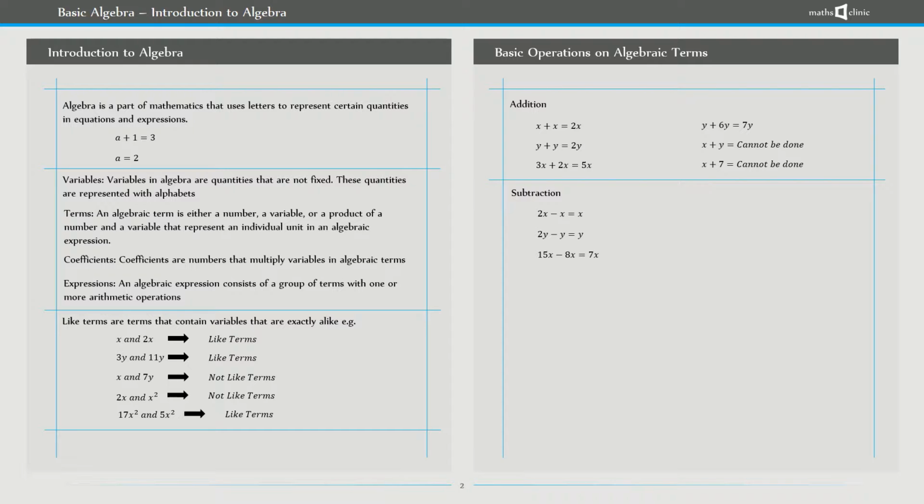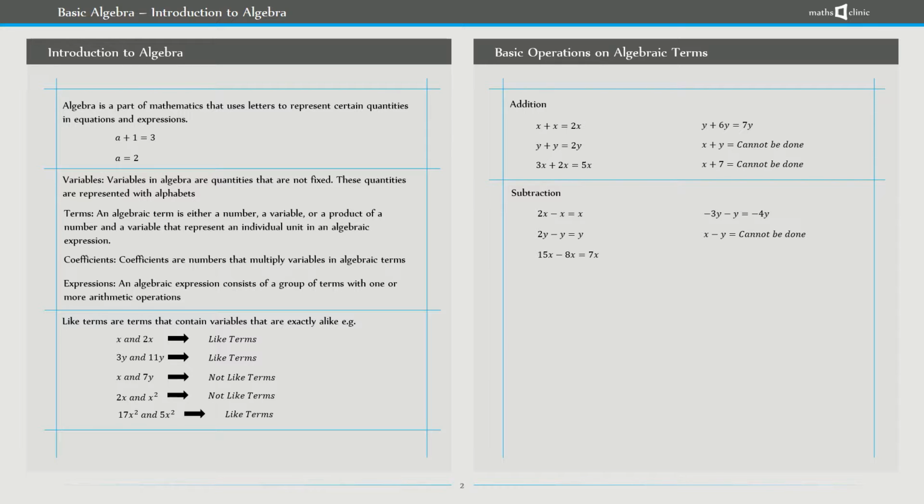Now, what if you had 2y minus y? It gives you y. Similarly, if you have 15x minus 8x, you end up with 7x. And if you have minus 3y minus y, just like you'd work numbers, minus 3 minus 1 gives you 4, so minus 3y minus y should give you minus 4y.